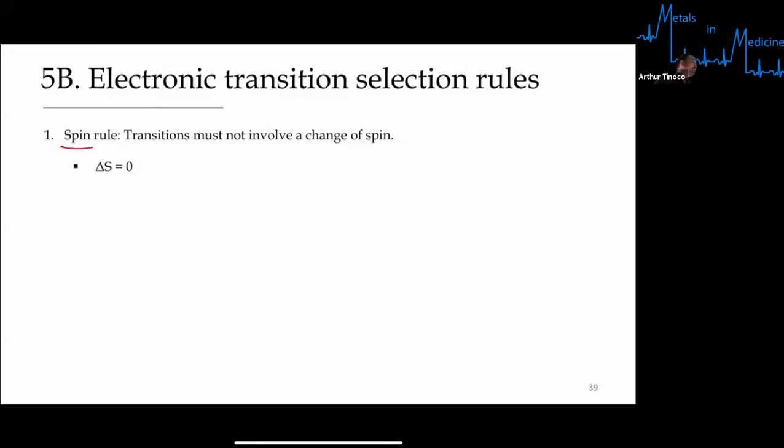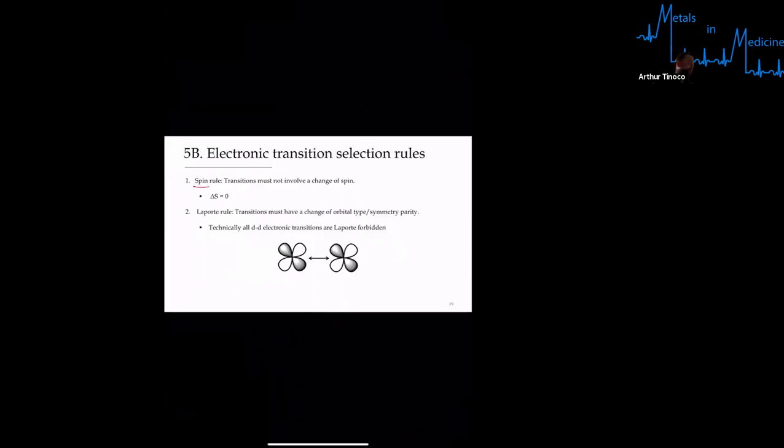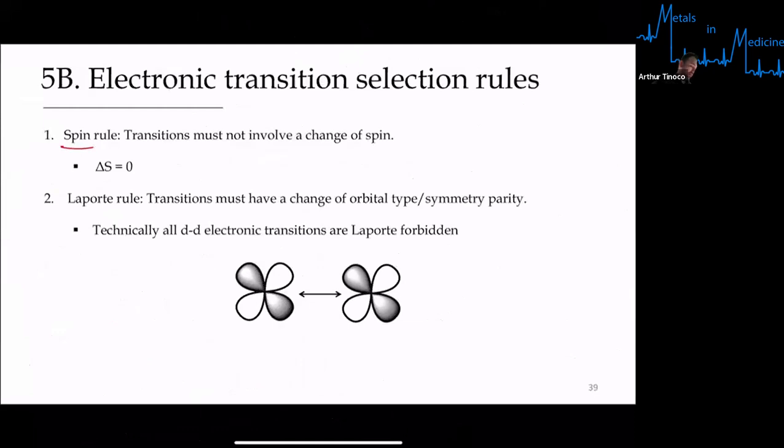All right, so we should see a delta S of 0, and we'll look at that in a moment. What does that really mean? All right, the other one is the Laporte rule. We already mentioned this last time, where this has to do with transitions requiring a change of orbital type. In terms of technicality, this is actually having to do with a change in the symmetry parity of the actual orbitals. But for the purpose of this course, let's refer to this as a change of orbital type.